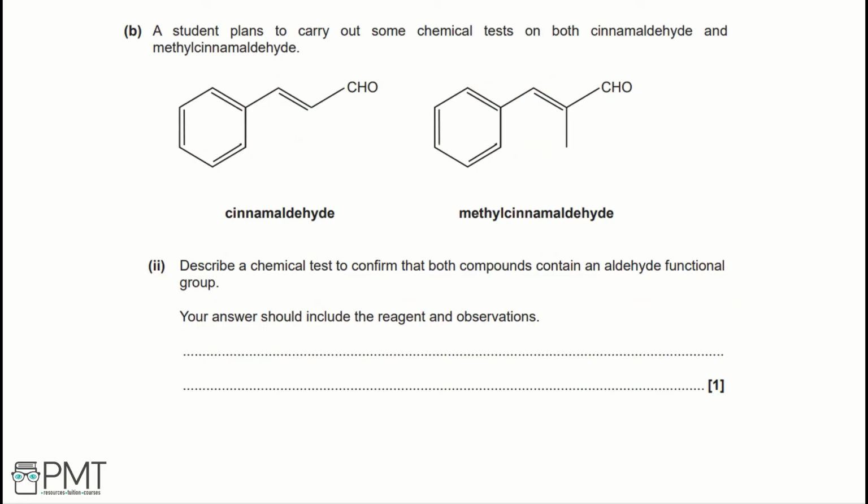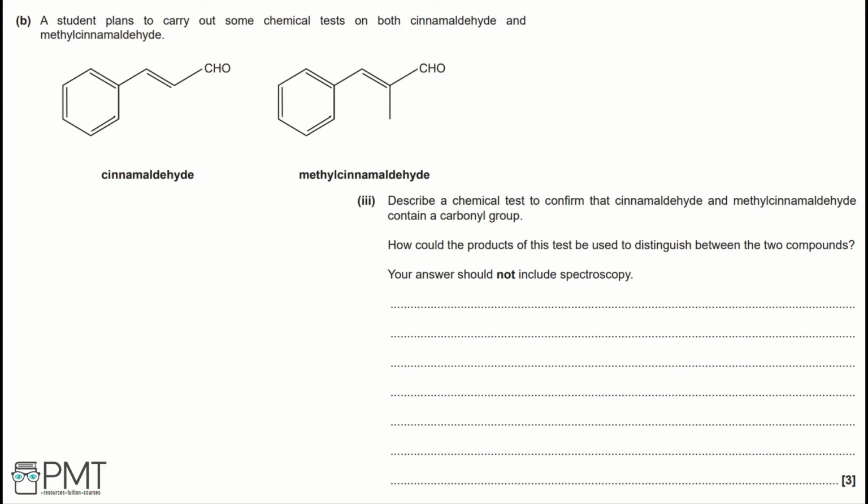Part 2. Describe a chemical test to confirm that both compounds contain an aldehyde functional group. Your answer should include the reagents and observations. This question's asking about the aldehyde functional group, which is this CHO in both compounds. The test for an aldehyde functional group is Tollens' reagent. If there is an aldehyde present, you're going to produce what's called a silver mirror or a silver precipitate. This is often one where you get to keep the test tube sometimes, because the silver coats the test tube when you test for an aldehyde in the labs. To get the mark for this question, you need to say Tollens' reagent, and it produces a silver mirror.